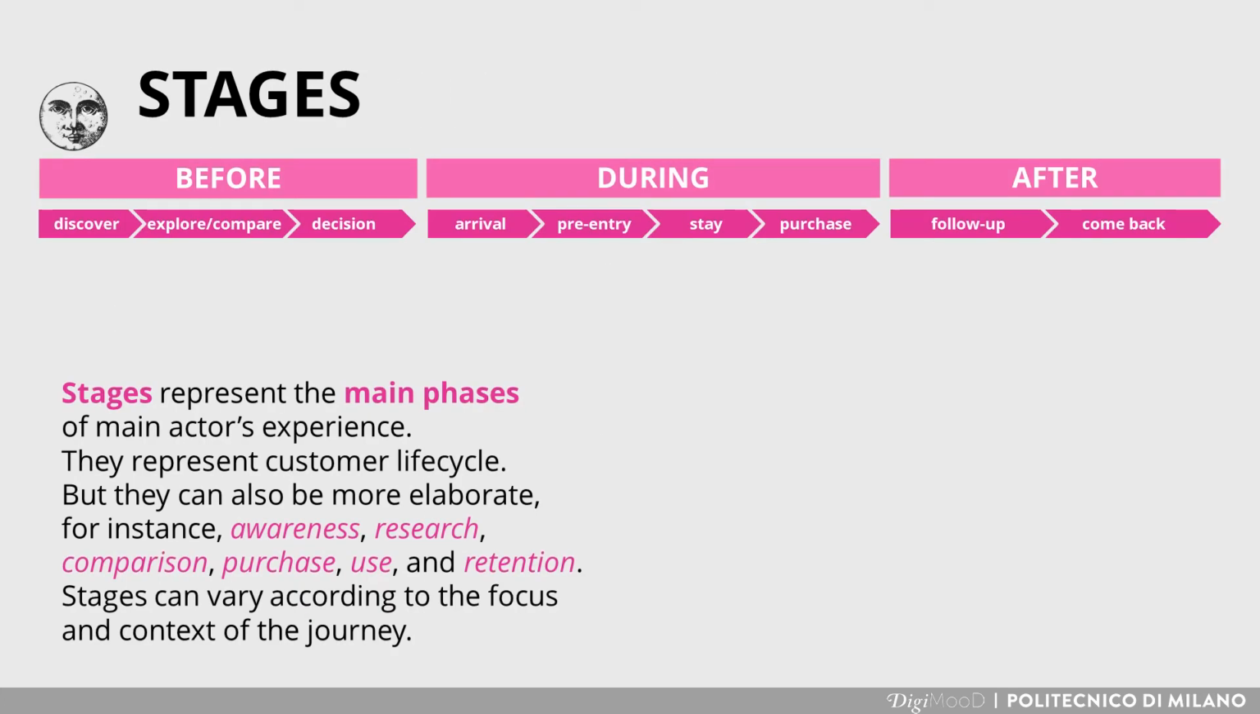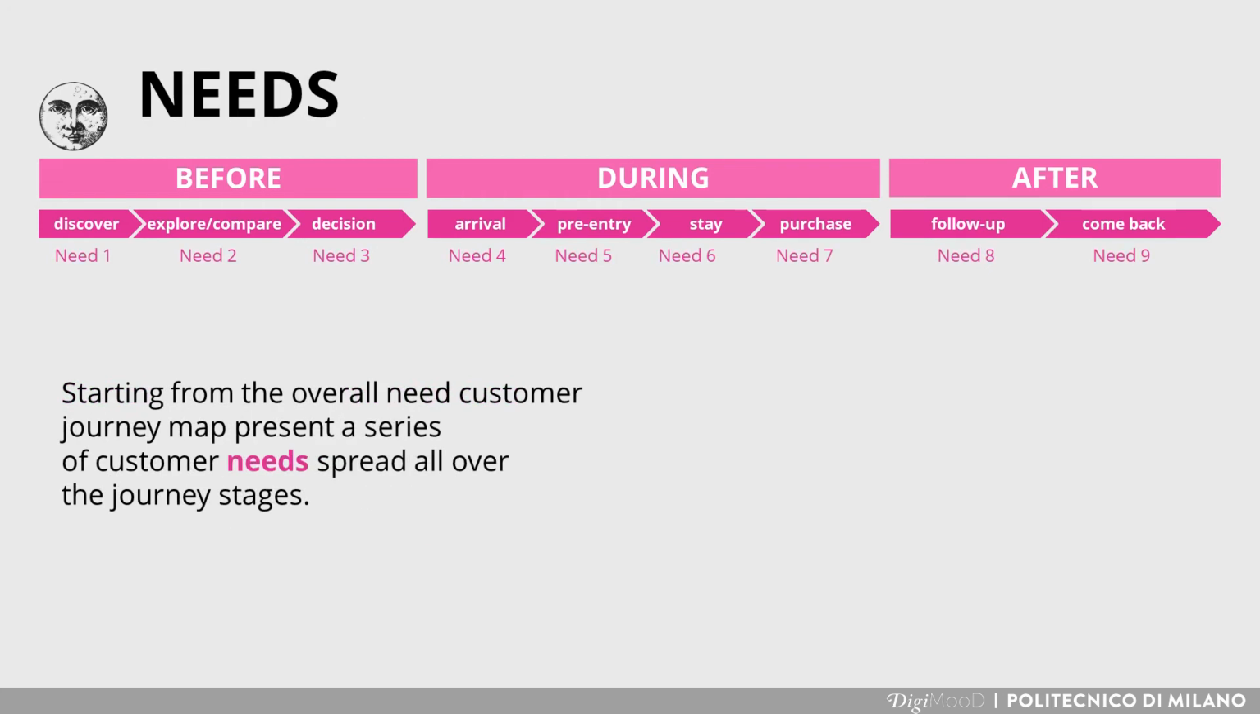Stages are the temporal dimension of a customer journey. They refer to the main phases of the actor's experience. They can be planned differently according to the focus of the journey and the context. Starting from the main actor's need, the customer journey map presents a series of customer needs spread all over the journey stages. They refer to the specific need in the specific stage of the experience.